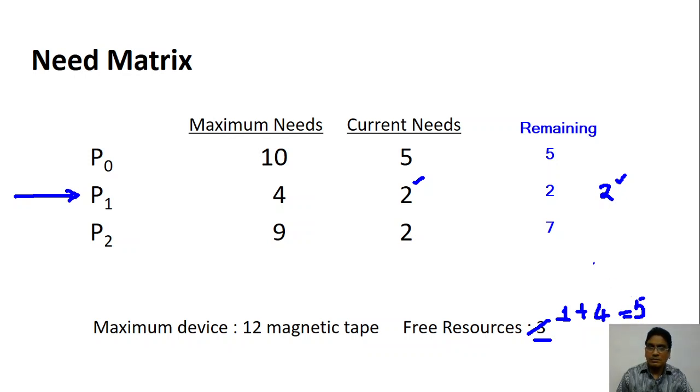Okay. Now you go to P2 here. If I give 5 to P2, P2 cannot complete because it requires 7. You can't satisfy them. So you go to P0 and ask what is remaining. I gave 5 last time. What is your remaining balance? It says 5. Okay, I'm going to give you 5. So you go and tell P0 that I will give you 5.